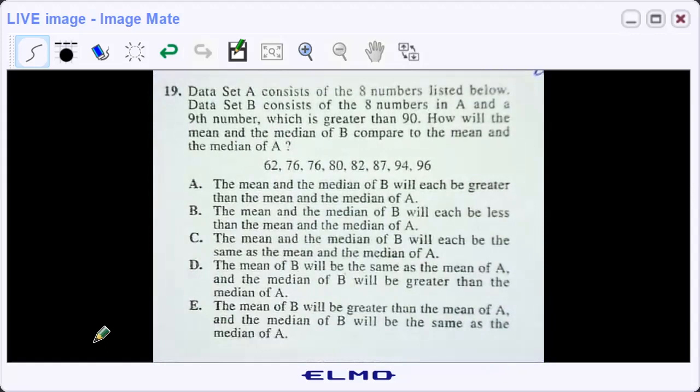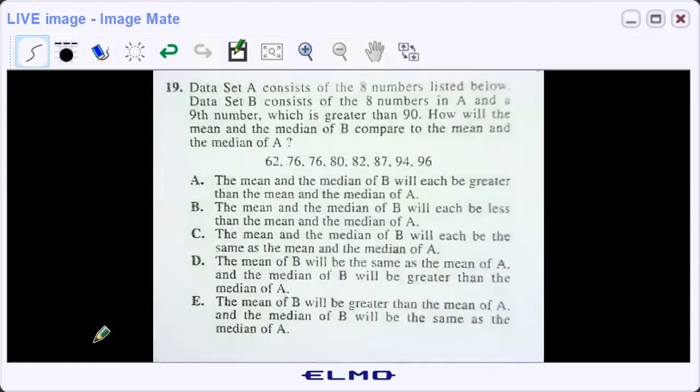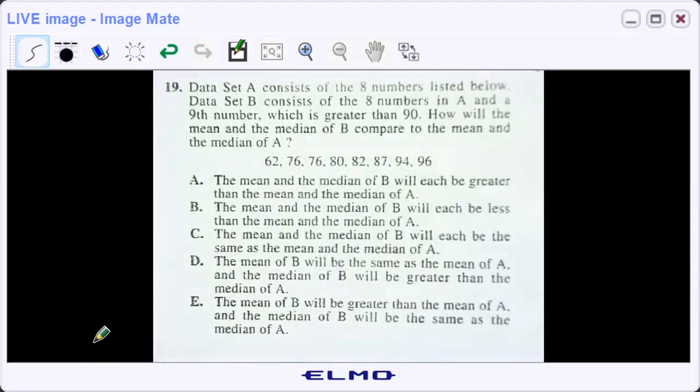All right, so this one, they are giving you a set of data. They're calling this set of data set A. And they're also saying something about mean and median, but they're going to add another number to set B. And all they gave us about that information is it's greater than 90. And they want to know the results.